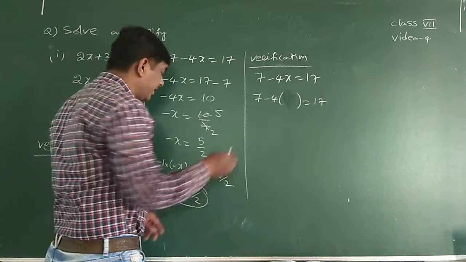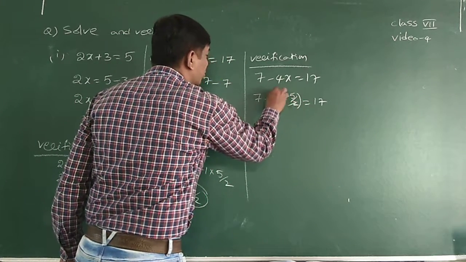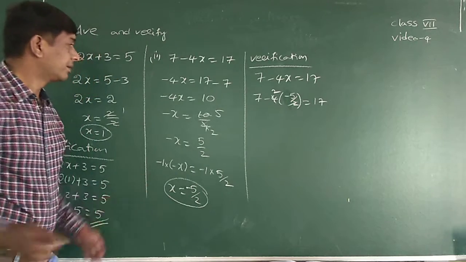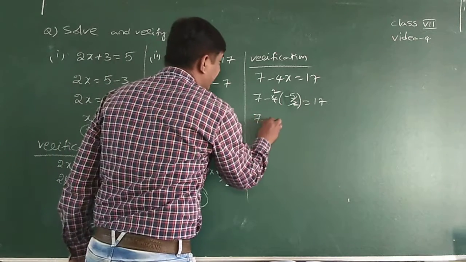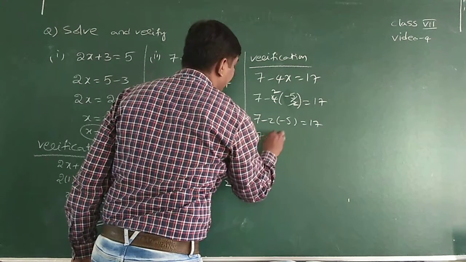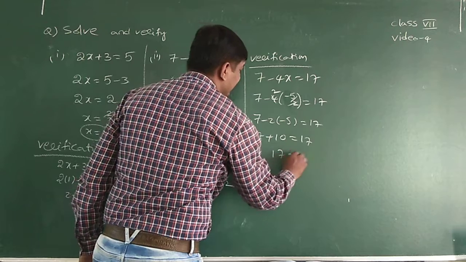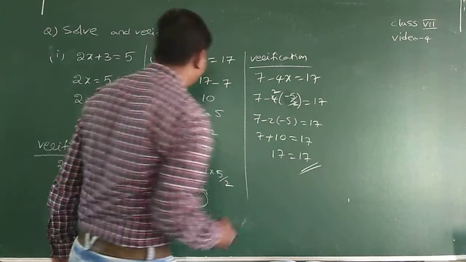So here minus 5 by 2, substitute here. 2 ones are 2, 2 twos are 4. That is 7 minus 2 into minus 5 is equal to 17. 7 plus, minus times minus is plus, is equal to 17. 17 is equal to 17.